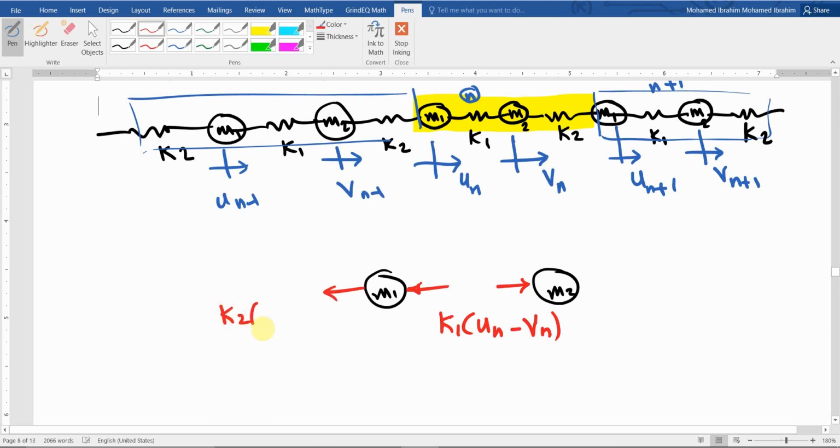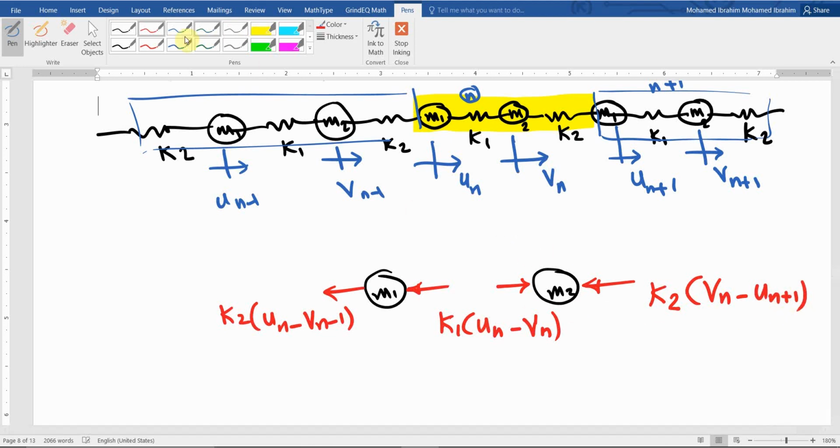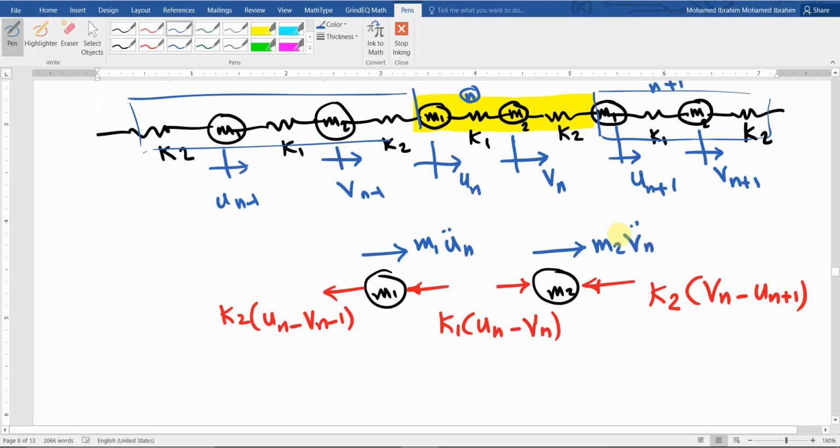It will be K2 times Un negative Vn negative 1. And the same here, we have another spring over this mass, which is K2, between Vn and Un plus 1. Let us assume that Vn is bigger, meaning it is pushing in this direction, so the direction of the spring force should be K2 times Vn negative Un plus 1. Make sense? In addition to these spring forces, we have an inertia force, M1 Un double dot, and another inertia force in this direction, M2 Vn double dot.